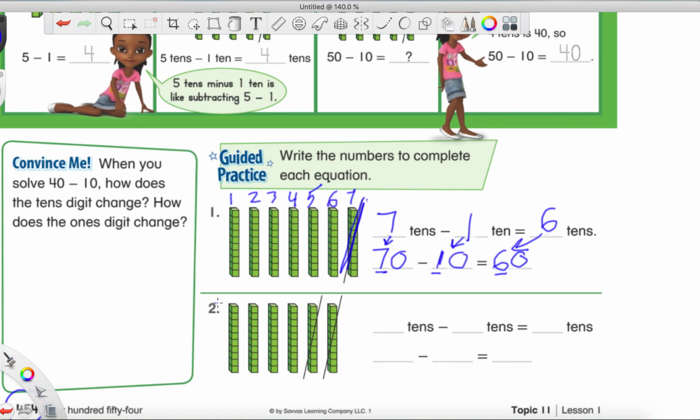Okay, now for number 2, you're going to try this on your own for the first part. Okay, you're just going to do the top number sentence on your own. What is the total and how many are we taking away? How many did they cross out? And then how many are left? Go ahead and just try this top number sentence.